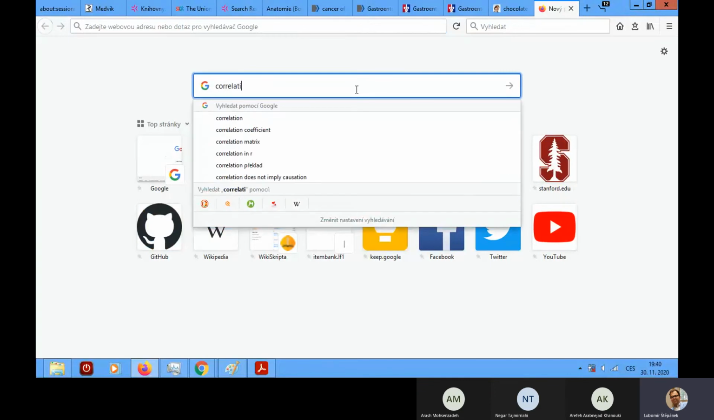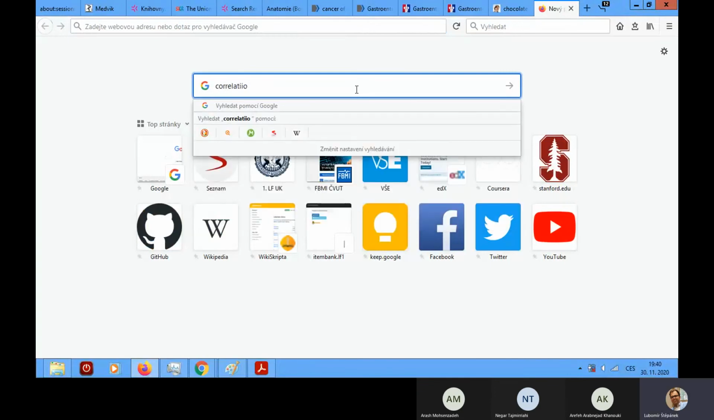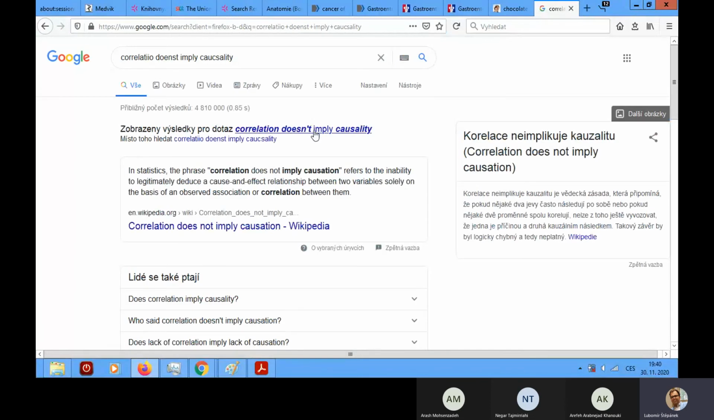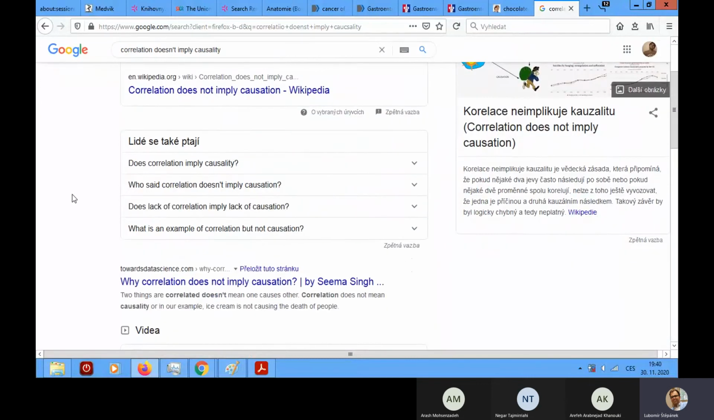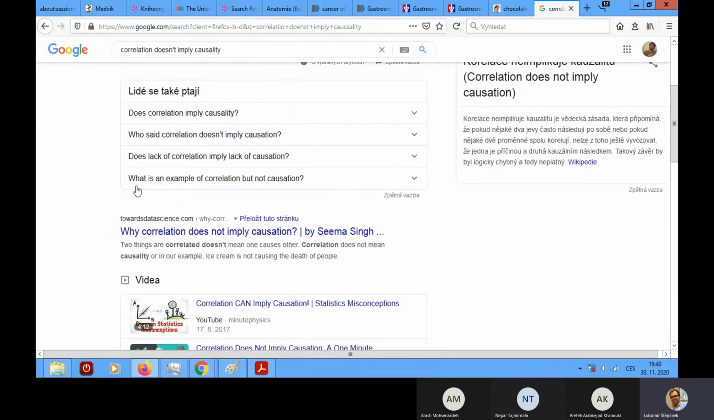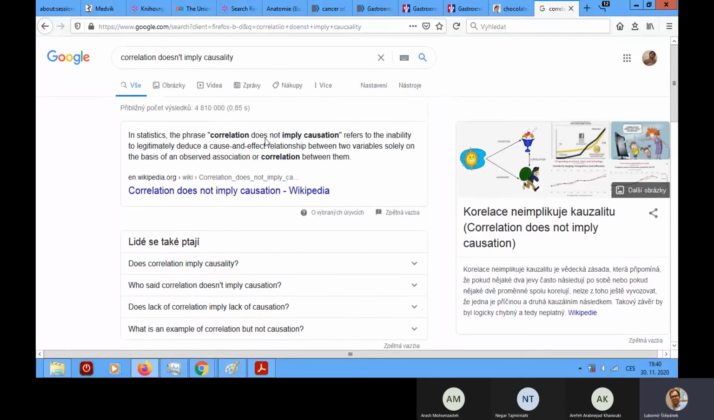It's something like this. I'm sorry for the typos. Correlation doesn't imply causation, or causality. It's simply the meaning of this idiom: the correlation doesn't imply causation or causality.